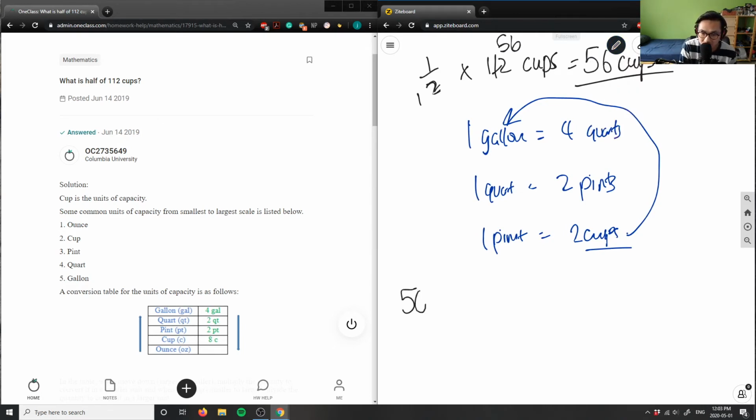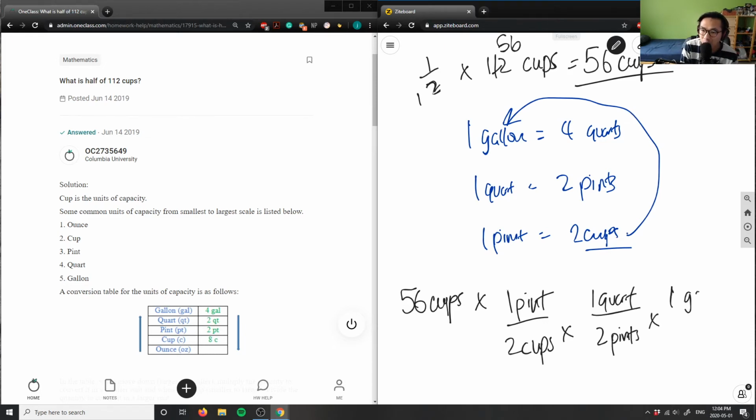We have 56 cups here. We're going to multiply that by, I want to convert into pints first, and then to quarts, and then to gallons, right? So I would have to do 1 pint equals 2 cups. So I have 2 cups in a pint. And then 2 pints is 1 quart. And finally, 1 gallon here is 4 quarts, right? So as you can see, my units are canceling out. Cups cancel out, pints cancel out, quarts cancel out. I'm left here with gallons, and that's what I want, right?